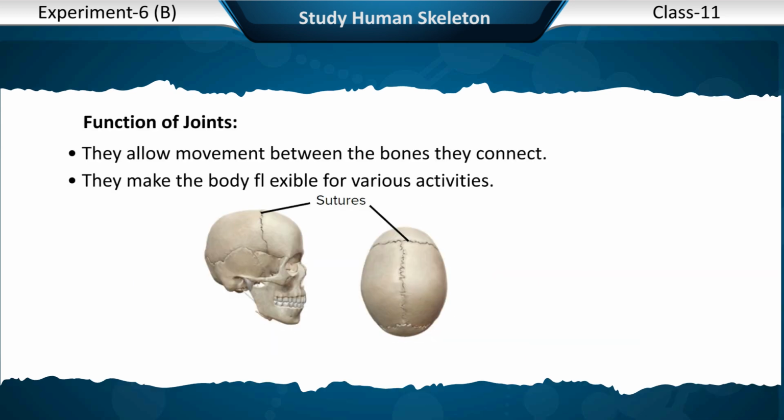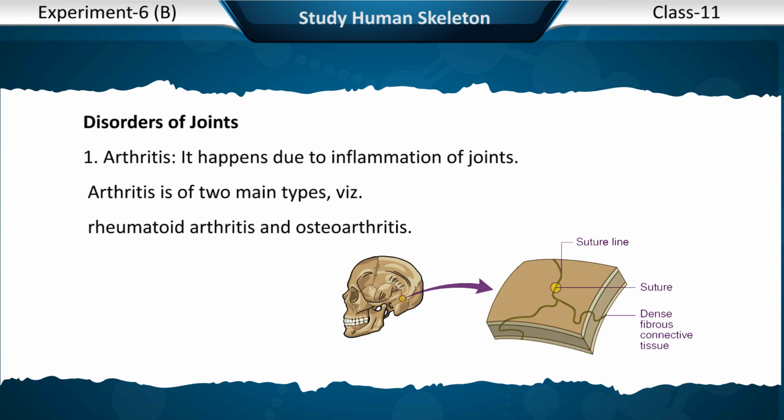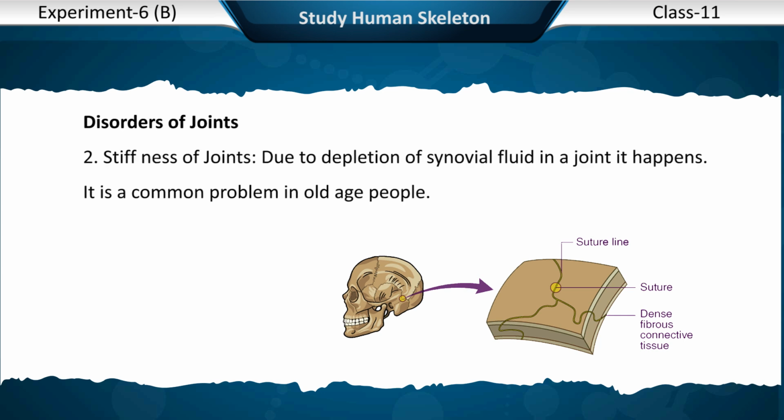Function of joints: they allow movement between the bones they connect. They make the body flexible for various activities. Disorders of joints. 1. Arthritis. It happens due to inflammation of joints. Arthritis is of two main types: rheumatoid arthritis and osteoarthritis. 2. Stiffness of joints. It happens due to depletion of synovial fluid in a joint. It is a common problem in old age people.